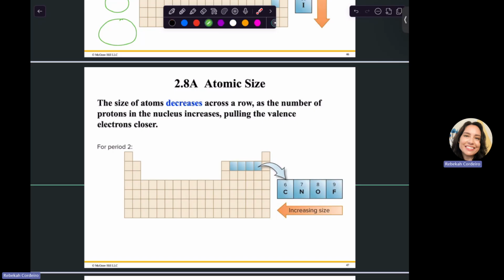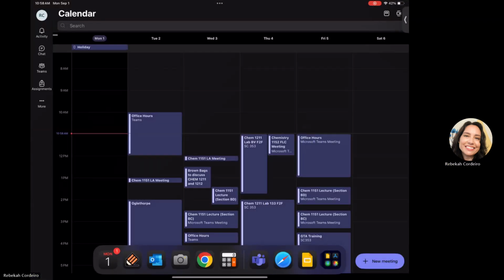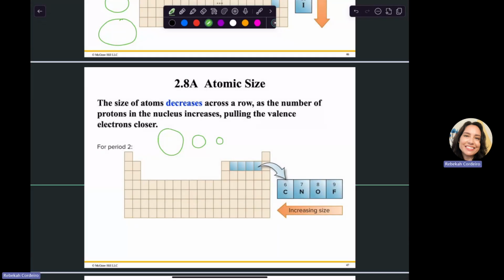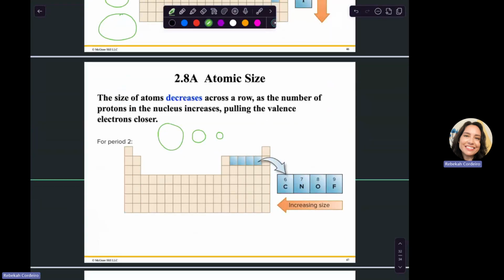So a quick way to think about this is to knock over your snowman. We built a snowman and then we knocked it over. As we go across the periodic table from left to right, we decrease in size. Oops. So down the periodic table, build a snowman, increase in size as you go down. Across the periodic table, knock the snowman over, decrease in size as you go across.